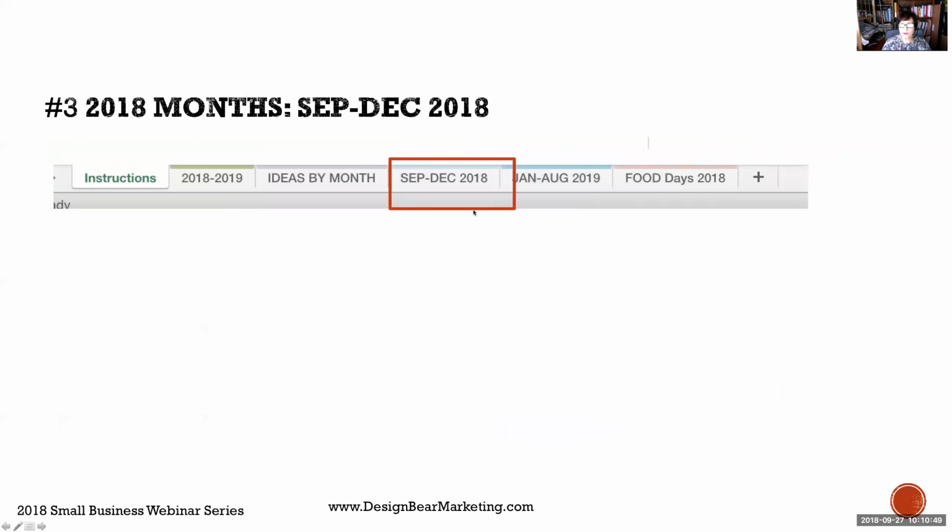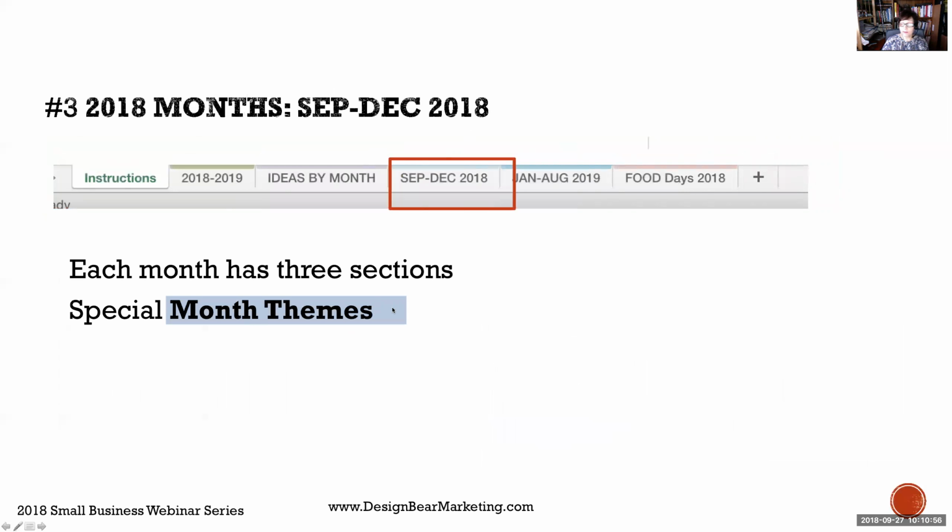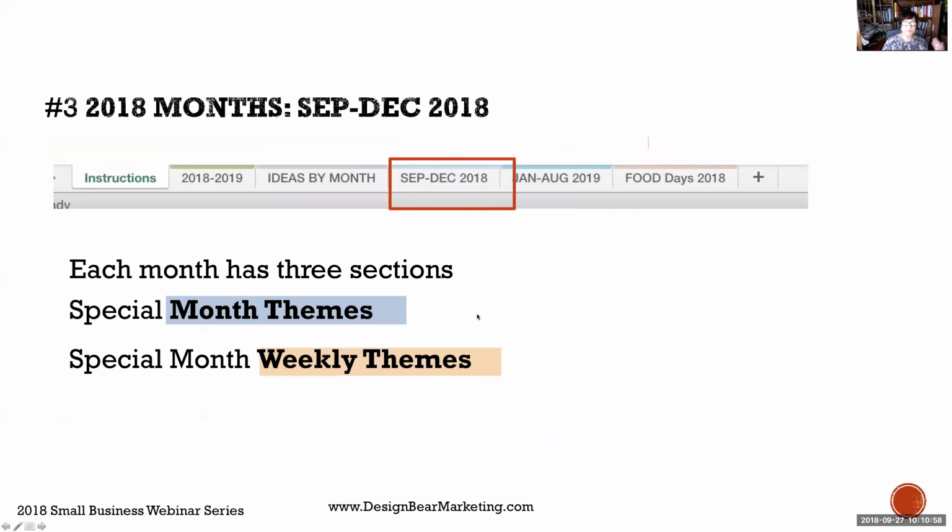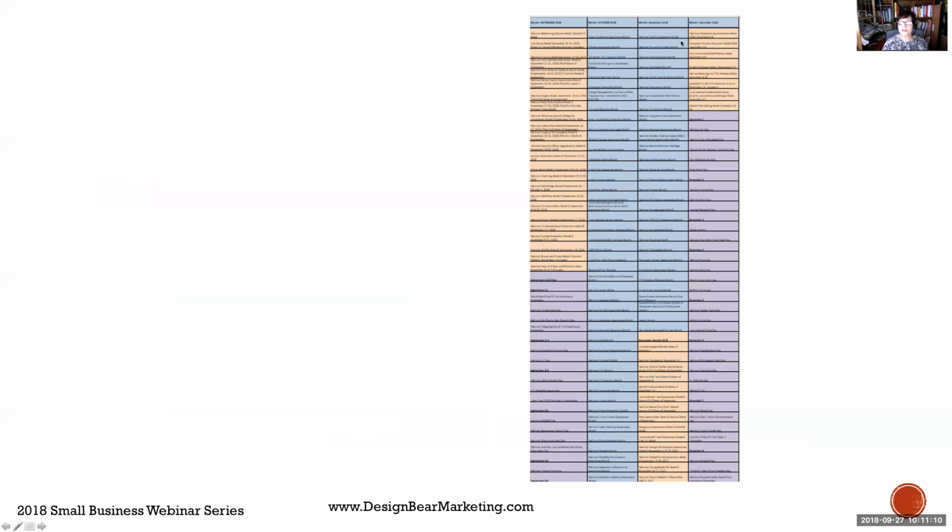September through December of 2018 is broken down into 3 sections. Each month has month themes, which are in blue, special month weekly themes, which are this kind of light orange, and then special month days. So these are the 365 days that you see. And it looks something like this. So it's very overwhelming when you first open it up. I just cut and paste and add, and it's by no means an entire list.